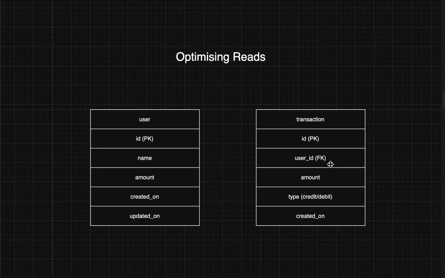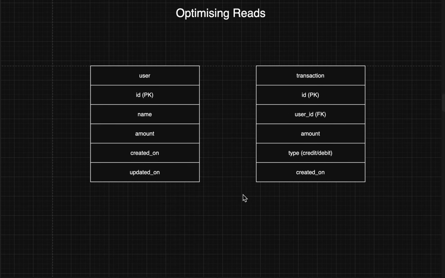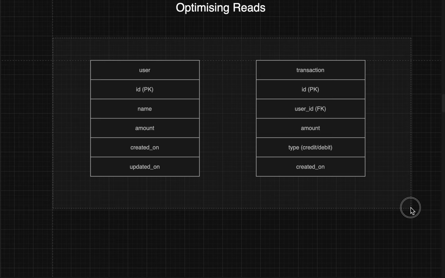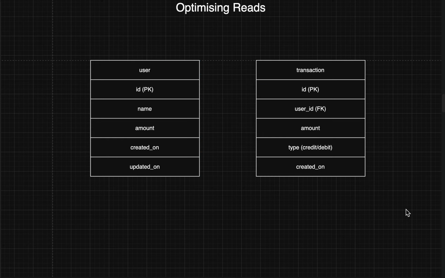Okay, so let's suppose we have two tables, where I have one user table and one transaction table. ID is the primary key of this user table, and user ID is the foreign key of this transaction table, which is pointing to this ID of table user. So in this example, we'll see how to optimize reads.